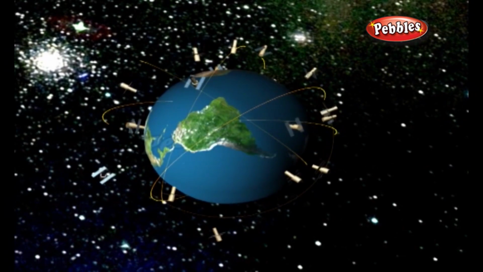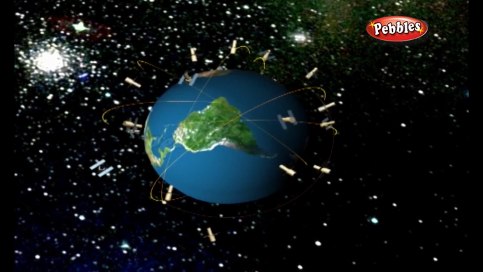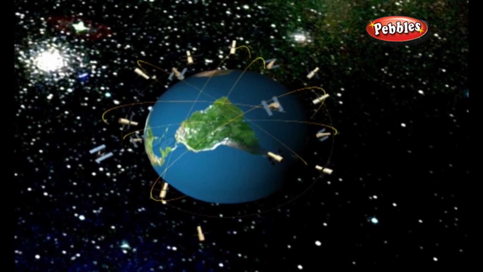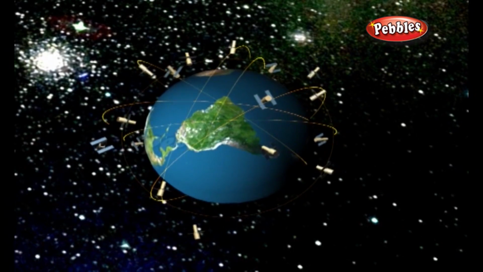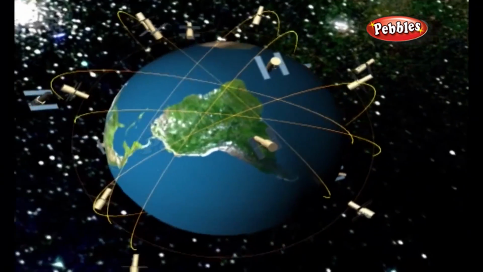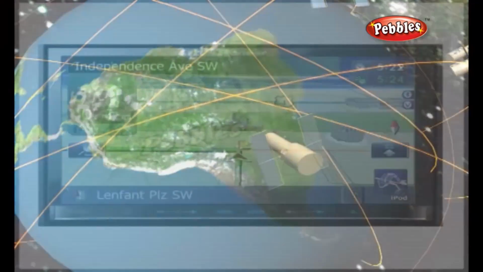The receiver listens out for these signals, and if it can pick up signals from 3 or 4 different satellites, it can figure out your precise location. This operation is based on a simple mathematical principle called trilateration.